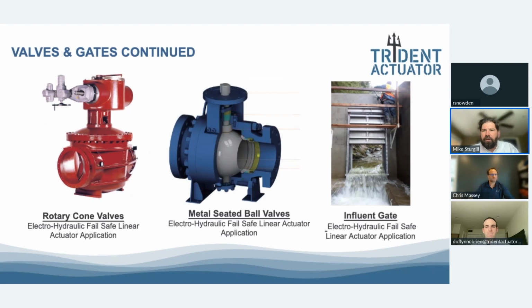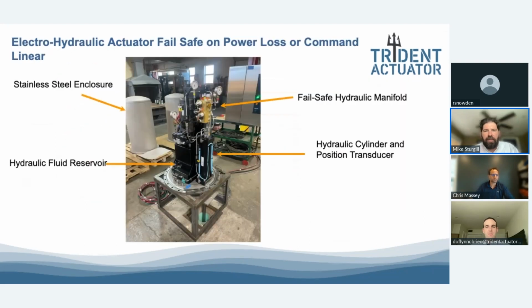Taking a look under our cover here, our standard would be a stainless steel cover with a stainless steel base plate. That would be the standard one that makes it explosion proof and submersible. You can see here we have a hydraulic reservoir and a fail-safe hydraulic manifold. And then we have a hydraulic cylinder with a position transducer. This is a linear, so this is a 3500. It was going on 30-inch ball valves.